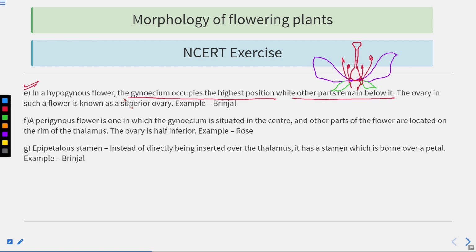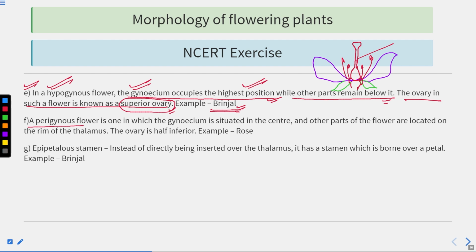In a hypogynous flower, the gynoecium occupies the highest position, while other parts remain below it. Other parts means the androecium is attached below it, the petals are attached below it, the sepals are attached below it. So the ovary in such a flower is known as superior, because of how they are arranged on the thalamus. Superior ovary, and this we see in the case of brinjal. Brinjal is showing the hypogynous type of flower.